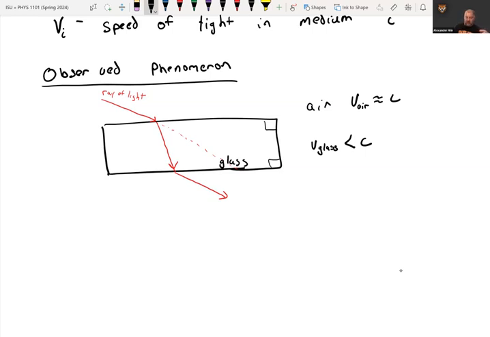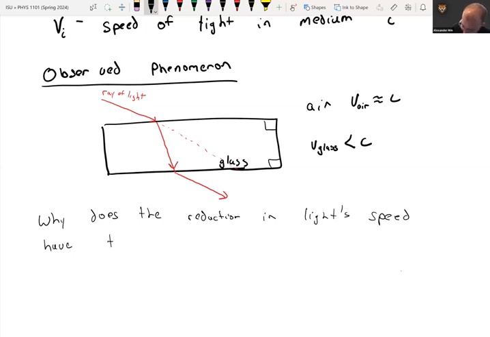You can see that the object appears bent when you put it into the water. You may have seen this with a drinking straw or something like that as well. So the question is, why does the change in c, the reduction in light's speed, have this effect? That's the question we want to go ahead and answer here.